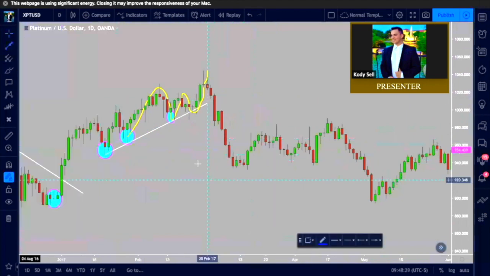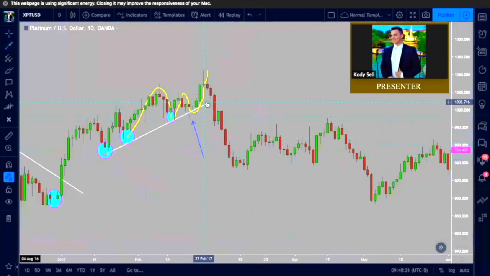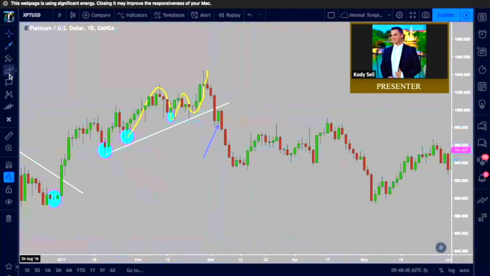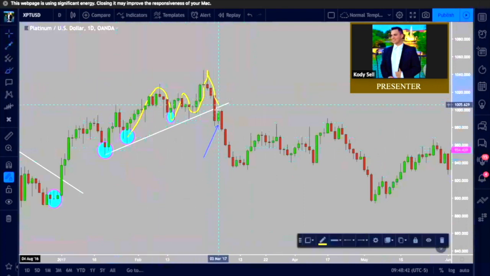So we have to adjust for this wick right here. So we're going to do that. We're going to pull it through. And look at that. Wow, look at this break and retest right here. So price breaks with a strong candle, retests, drops.